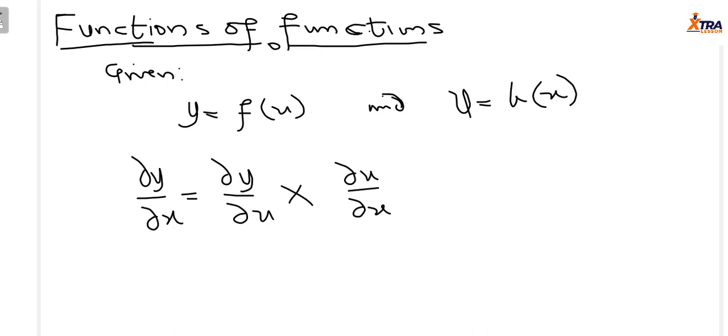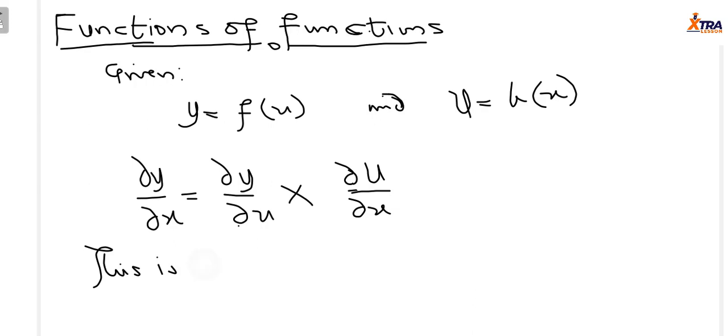Let me write my u very well. du over what? dx. Now, if we look at this mathematically, as if we want to multiply the two derivatives, the du can cancel the du, and at the end you end up having dy over dx. So dy over dx is equal to dy over du times du over dx. We call this the chain rule.